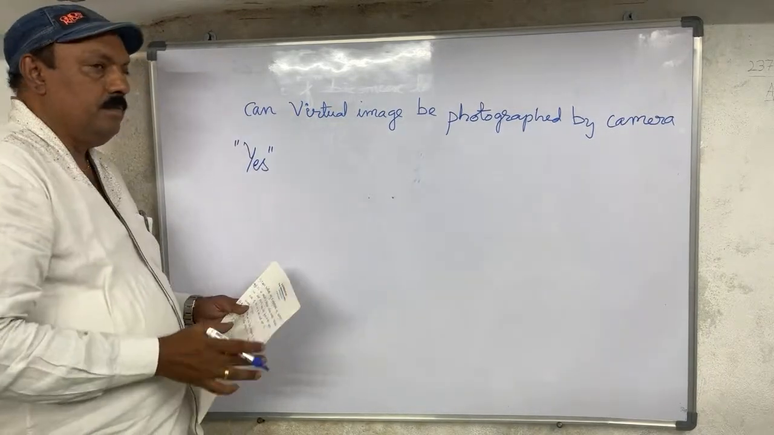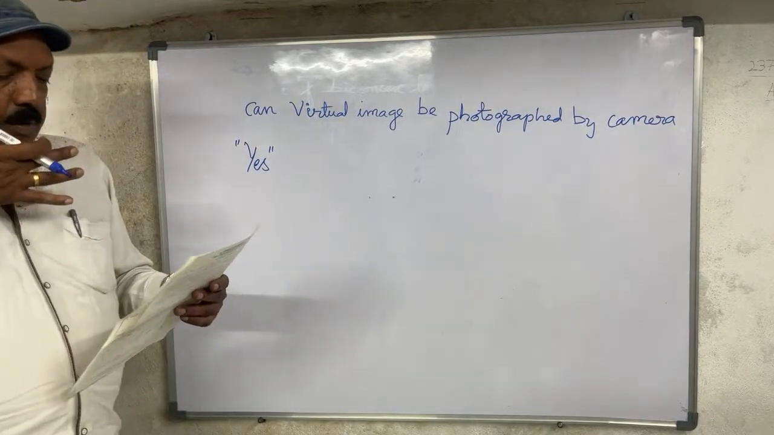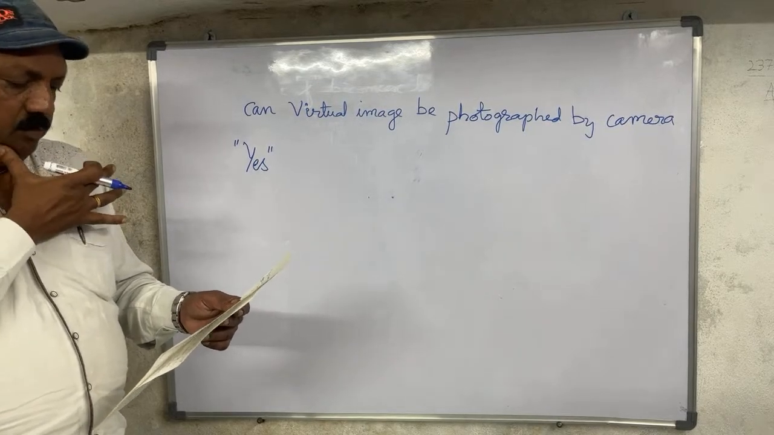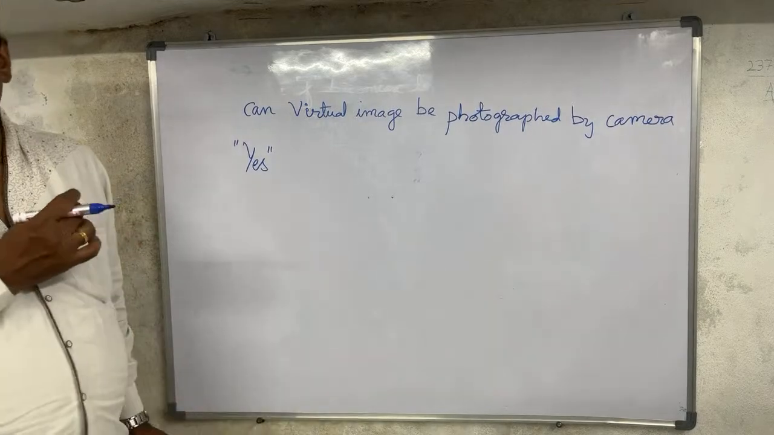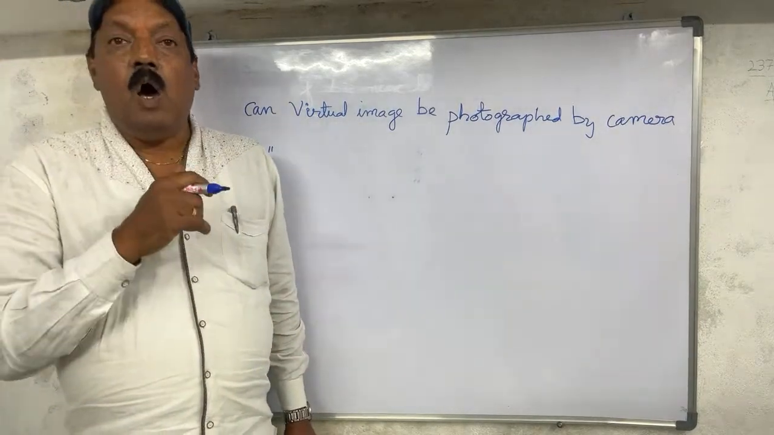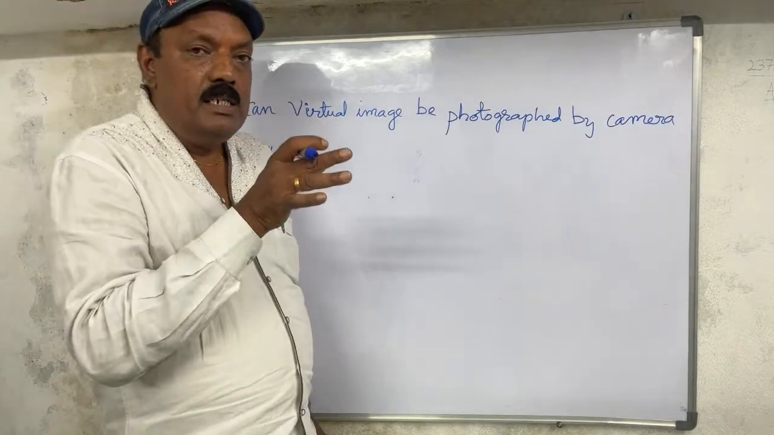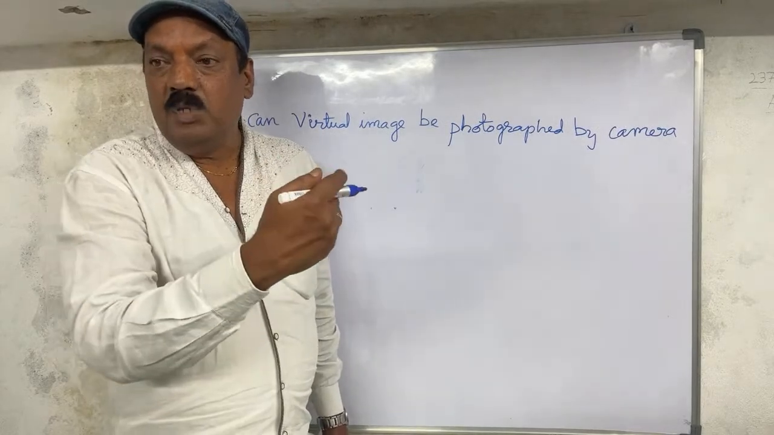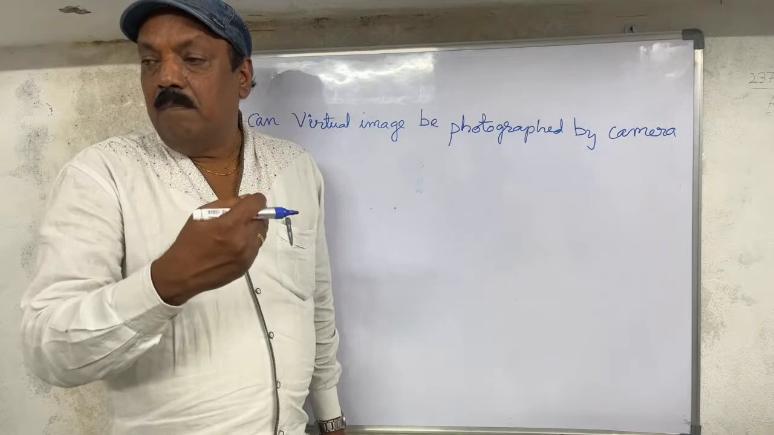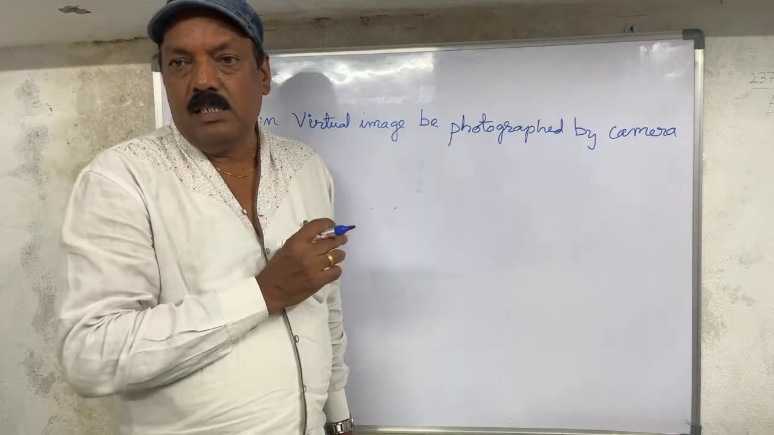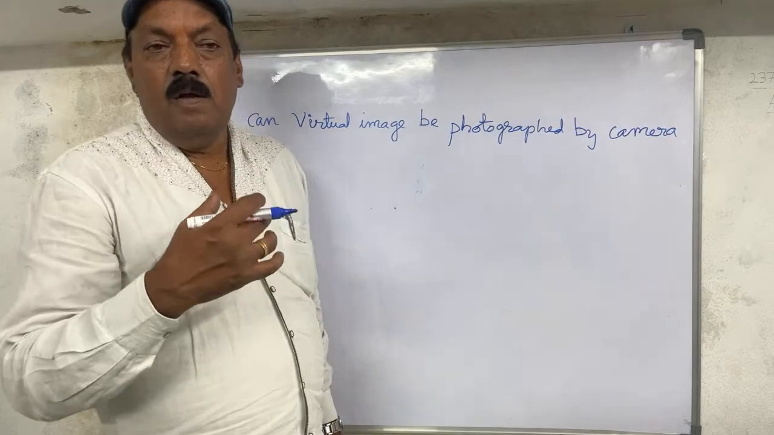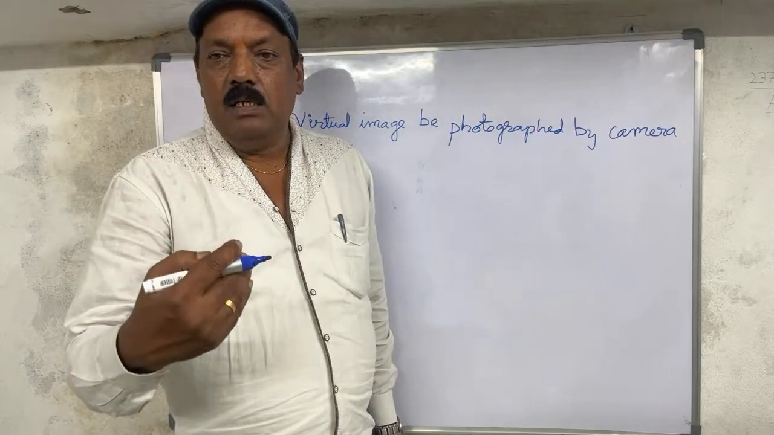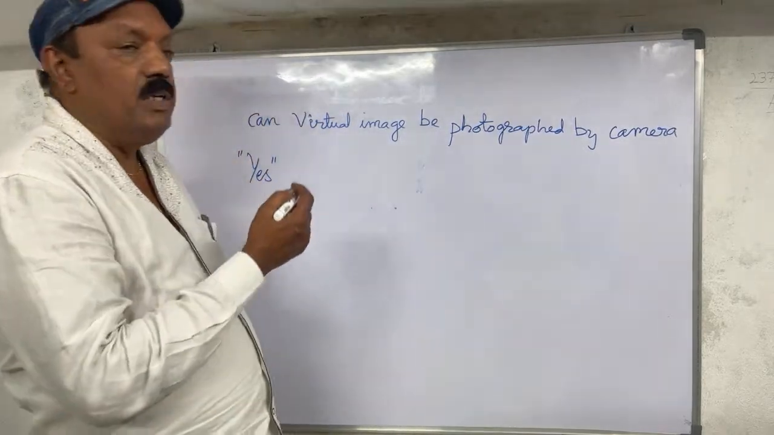But what will be the reason? Here is the reason: we can focus on the image that forms on the same side of the lens. So in lenses, when will we get a virtual image? When the object and the image are on the same side, that time we call it a virtual image in the lenses. The position of the object and the position of the image are on the same side, so we call it the virtual image.